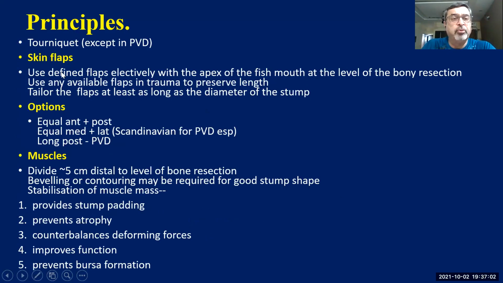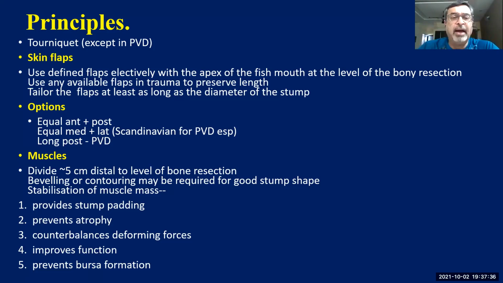The principles of amputation: except in peripheral vascular disease, a tourniquet has to be used. Use a defined flap electively, with the apex of the fish mouth at the level of bony resection. That means you take a curved incision, and the apex of the flap should be at the level of bony resection. Use any available flap in trauma to preserve the length. That means use a flap or take a part from the skin of the amputated part, so that it could be used as a skin graft.